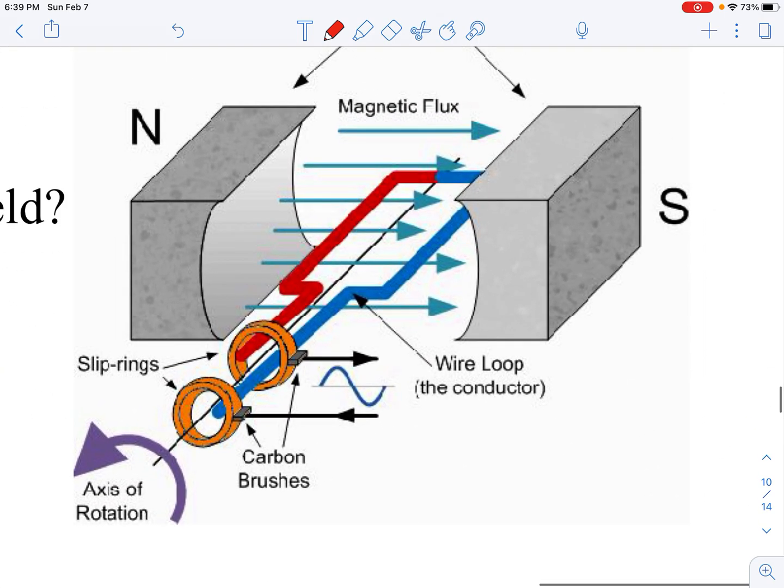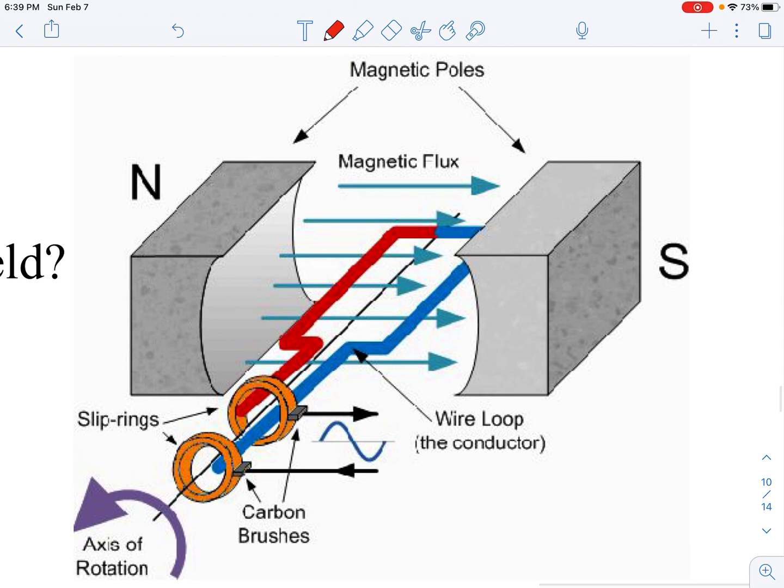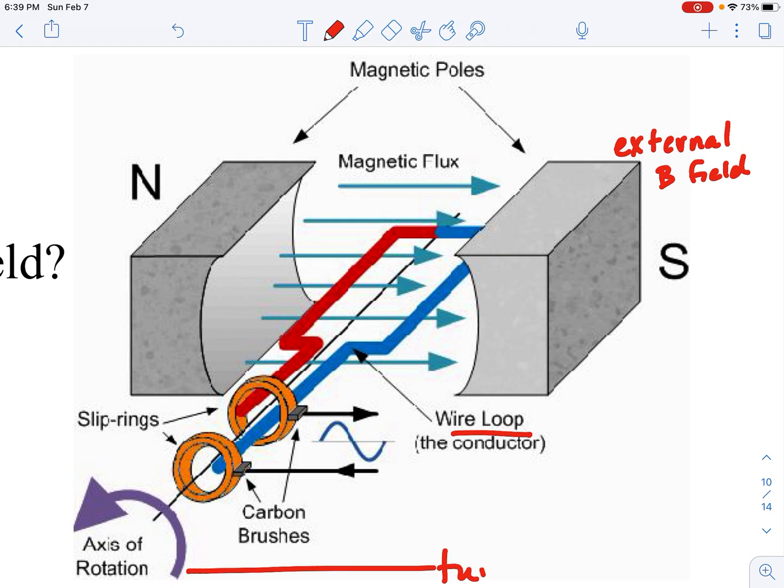Okay, so I have a better picture of that last scenario down here. There are some videos that we'll watch in class with generators that we'll talk more about the slip rings and the carbon brushes and so forth. But what you need to know is that we have an external magnetic field. So in order for this to work, you need an external magnet, you need a loop of wire, and you need to turn that loop.